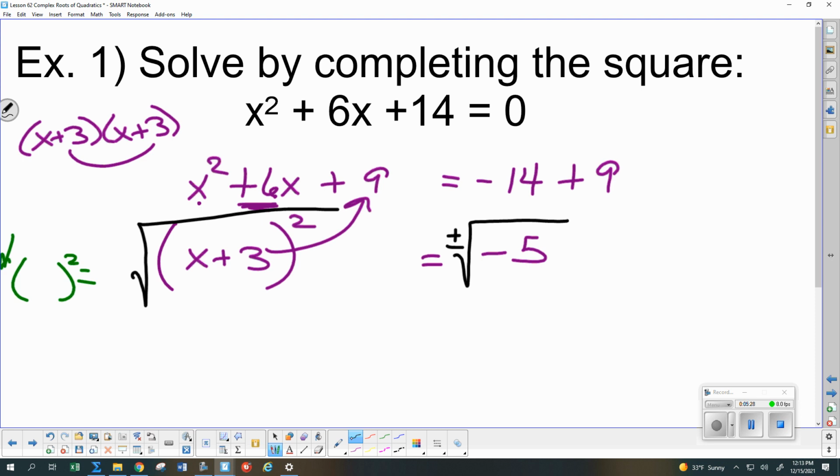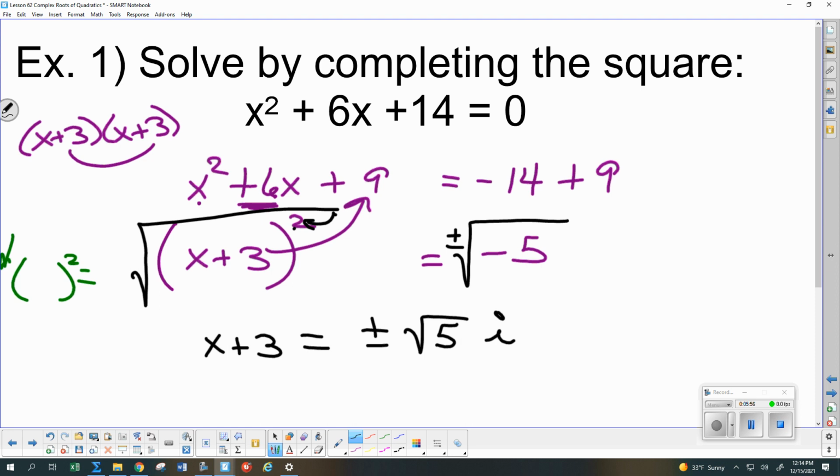So that means my square root undid my square here. So I just have x plus 3 is plus or minus. Now, what do I do when I have a square root of -5? Kaylee? I make it a square root of the same positive number, and then I put an I after the whole thing. So square root of +5 times I.